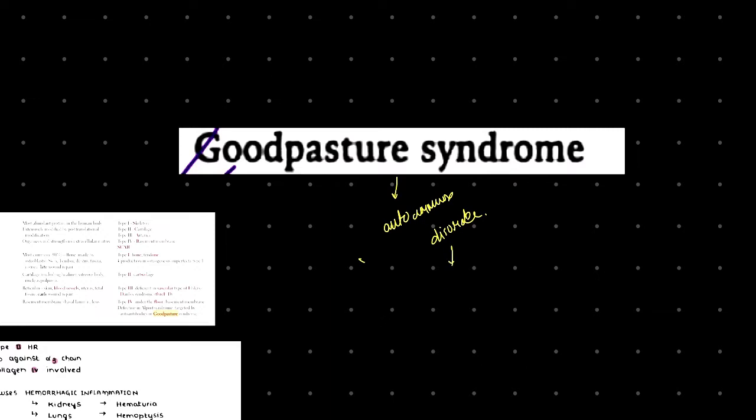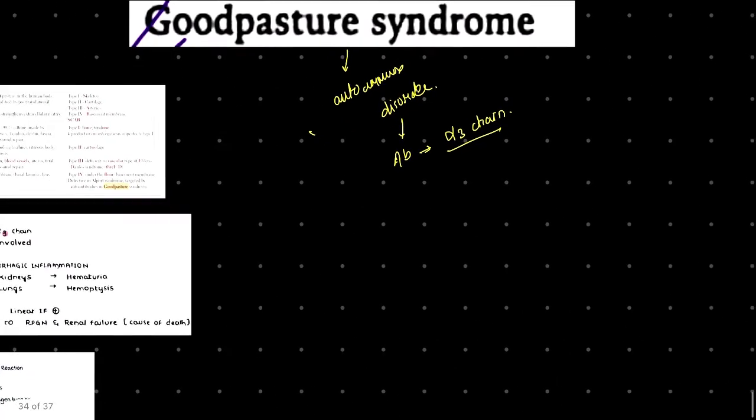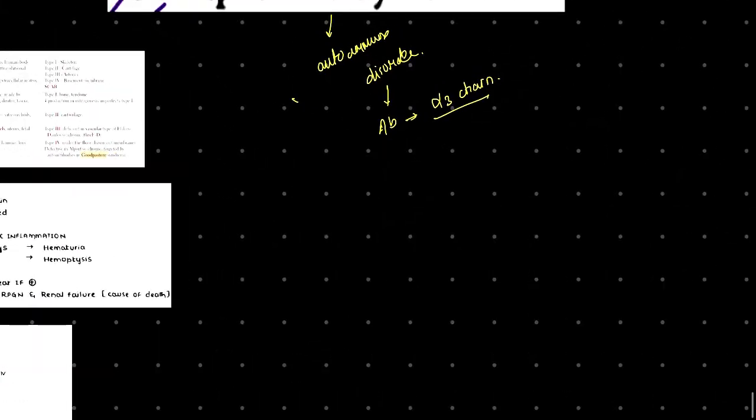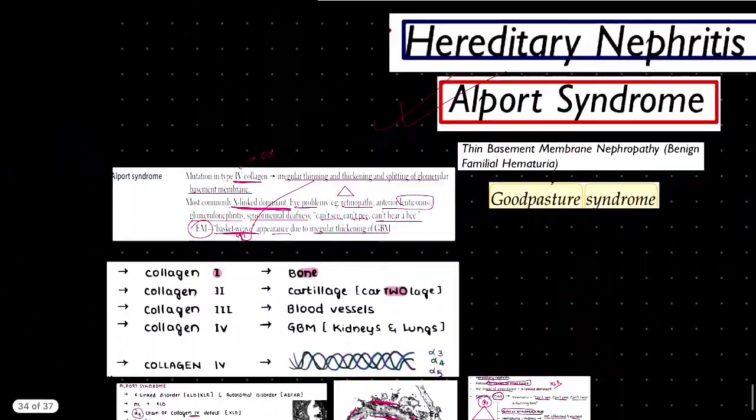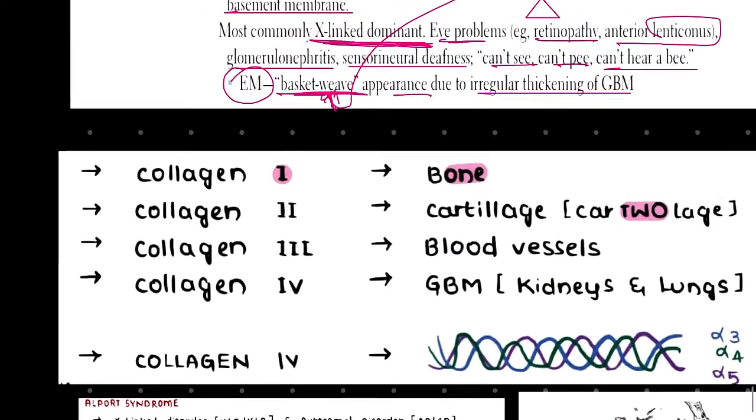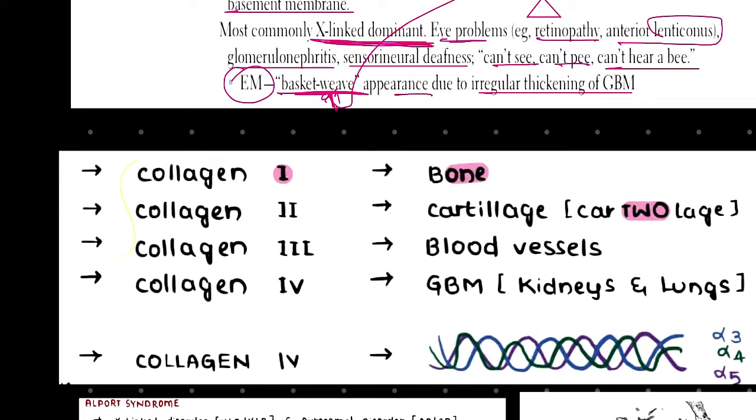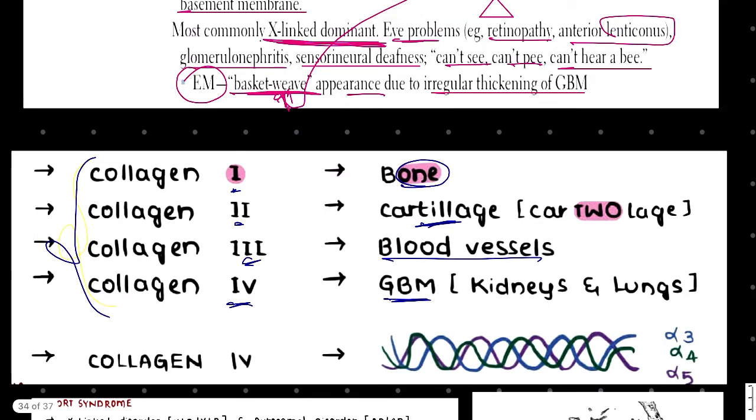against our alpha 3 chain. Now what is this alpha 3 chain? To understand this, I would like to take you to this diagram. Here, as you can see, there are predominantly 4 types of collagen. Type 1 collagen is found in bone. Type 2 is found in cartilage. Type 3 is found in blood vessels, and type 4 is found in the glomerular basement membrane in kidney and lungs. And yes, we are talking about this type 4 collagen.